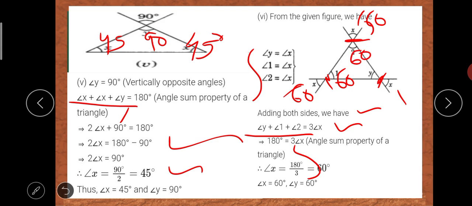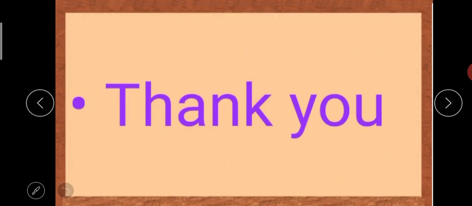And here x is a vertical opposite angle of y. So here also angle measurement of x is 60. So value of y is also 60. So inside we see that angle 1, angle 2 and angle y measurement is 60 degree. So 60 plus 60 plus 60 equals to 180. Okay. So it is a which type of triangle here shown? It is an equilateral triangle. So student, here we have completed our exercise 6.3. Thank you.